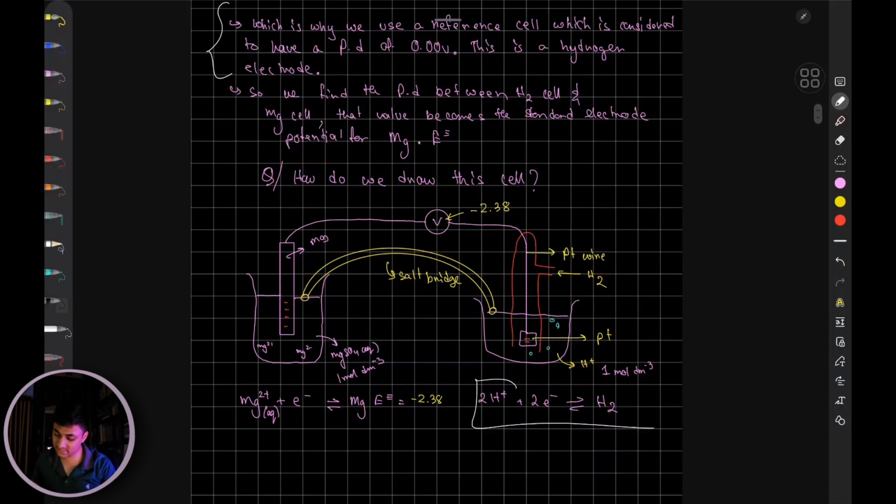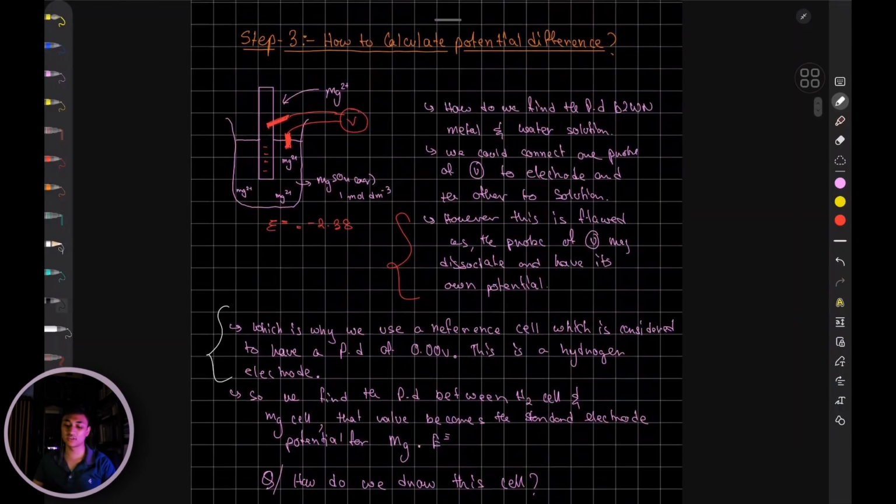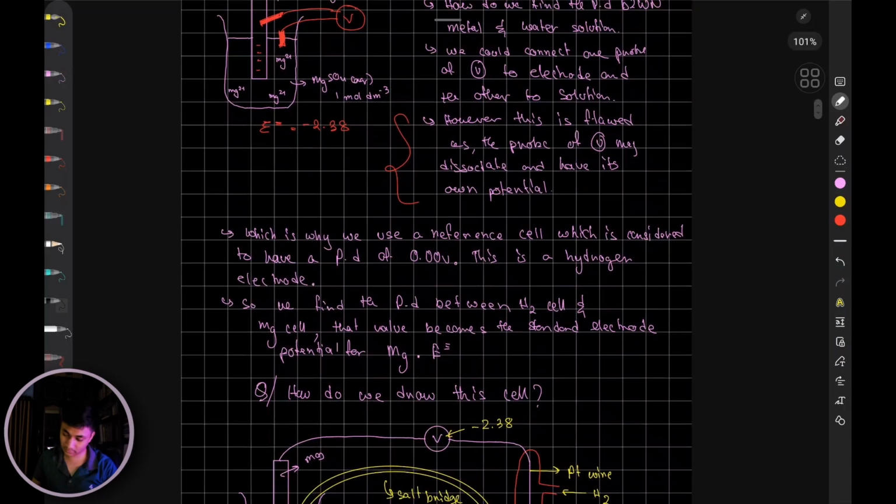Yeah. So we consider this to be 0 volts. And compared to this, we make a judgment of whether the other electrode potential is more negative or more positive. How do we do that? Let's see with an example.